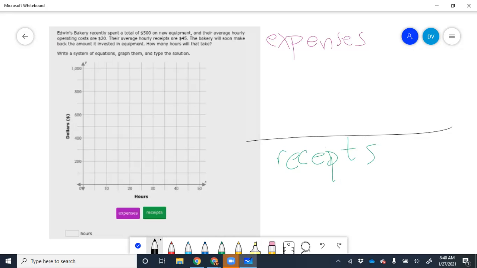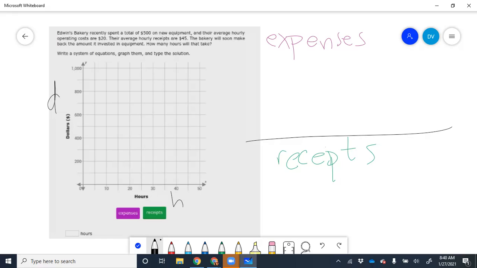Okay. So for Edwin's Bakery, they recently spent a total of $500 on new equipment, and their average hourly operating costs are $20. Now, before we write the equation, let's remember that they're not using X and Y. Instead of Y, we're using D for dollars. And I'm just going to put a D here. And instead of X, we're using hours, or I should say they've labeled it hours, so we'll use H.